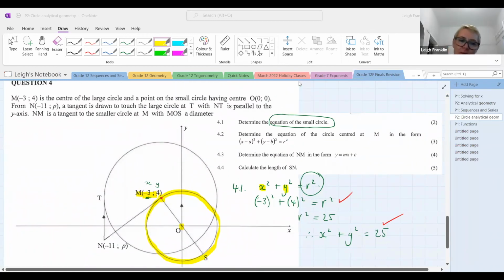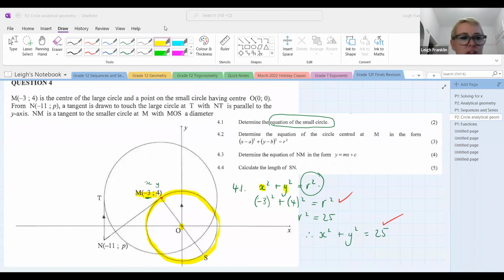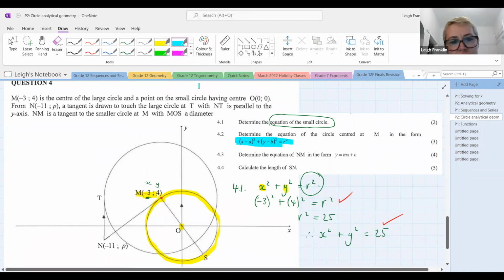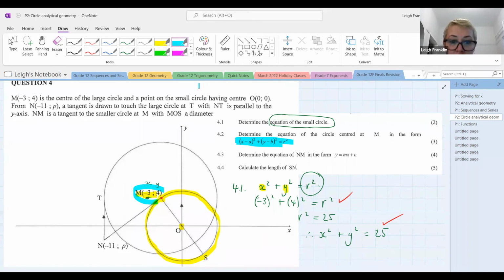Okay, so 4.2, determine the equation of the circle centered at M in the form x minus a squared plus y minus b squared equals r squared. That's why I mentioned this at the very beginning: we need to know what each of these letters represents. x and y are any x and y point that lies on the circumference. a and b, when we change their signs, are the coordinates at the center, which we've got. Remember, M is the center of the bigger circle. And r squared, on the right-hand side, is the radius squared. So if we understand all of that, we can sub in the center of the circle.